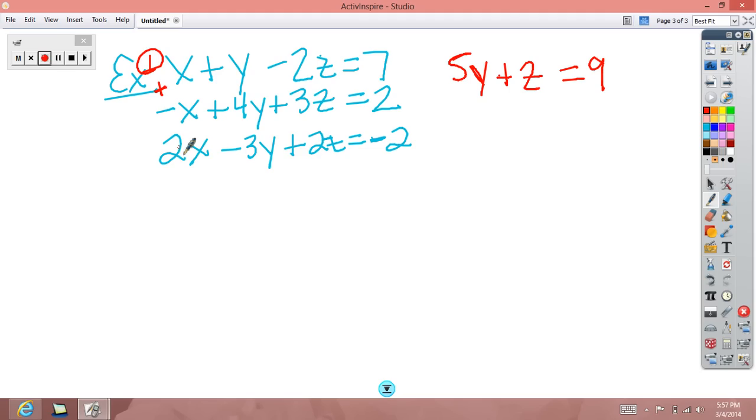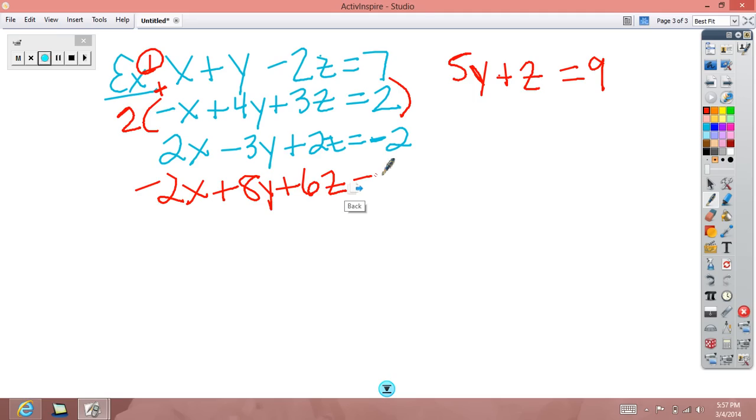And so what else I notice here is I have negative x and 2x. And I can cancel those just like we did in the last problem on the other slide. I can multiply here by 2. When I do that, this is going to become negative 2x plus 8y plus 6z equals 4. And now look at that. These are going to cancel, right?